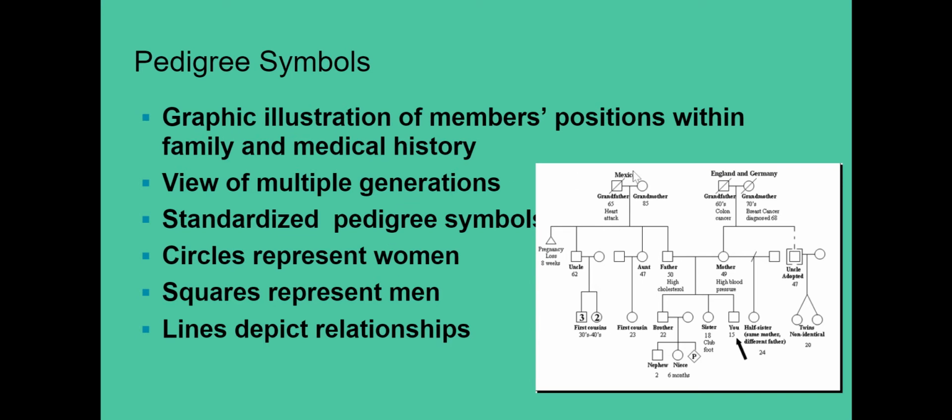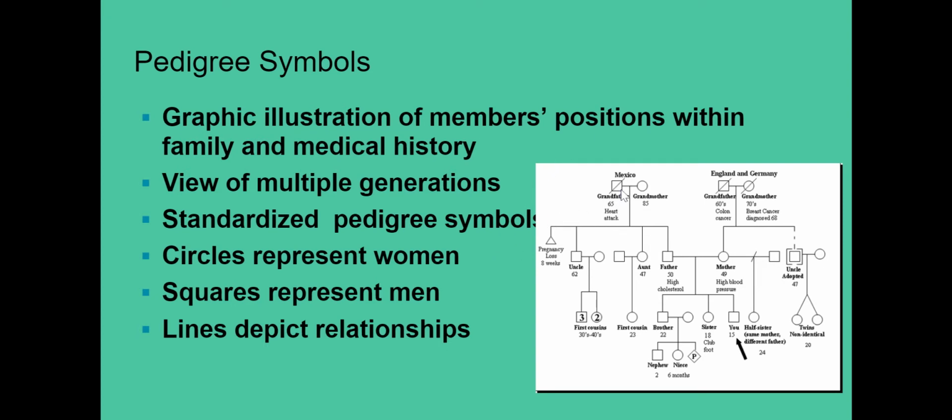The circles represent people assigned female at birth. Squares represent people assigned male at birth. As things get more inclusive, you may see an evolution in pedigree symbols, but for now, we'll refer to them as men and women, unless otherwise stated. And circle means biological female, square means biological male.